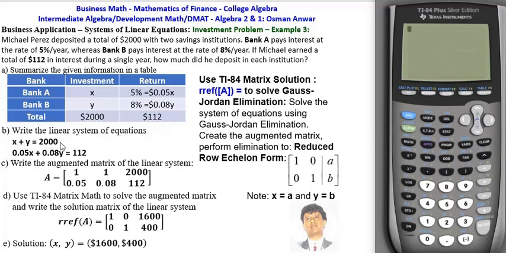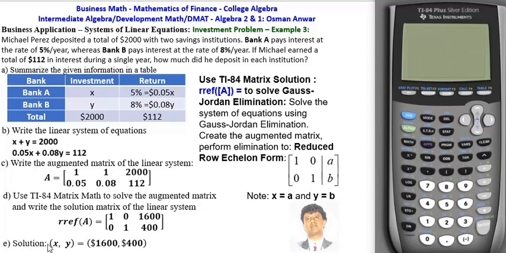x plus y is 2,000, 0.05x plus 0.08y equals 112. We're going to take this linear system of equations and translate it into an augmented matrix, which is x plus y equals 2,000, 0.05x plus 0.08y equals 112. Then you do RREF of this matrix, you get this reduced row echelon form, which is x equals 1,600 and y equals 400.